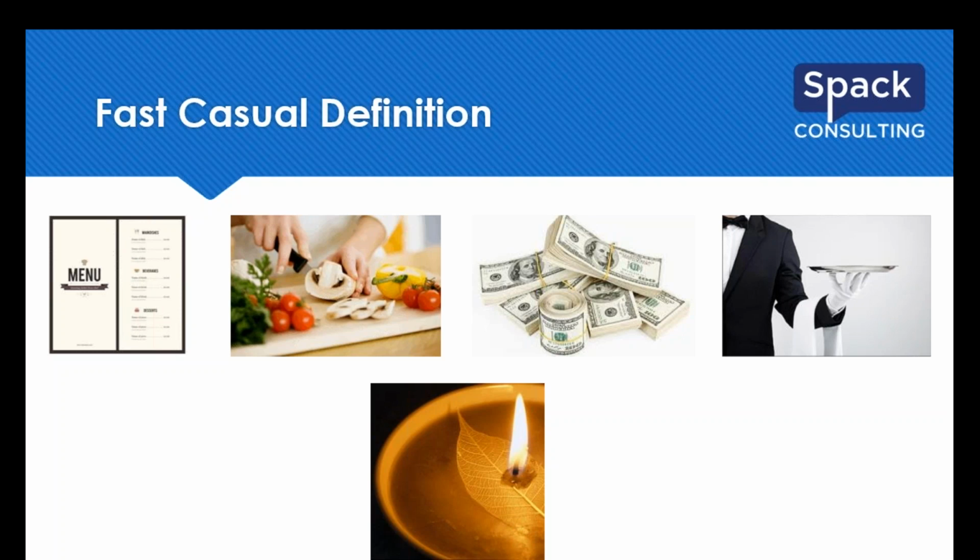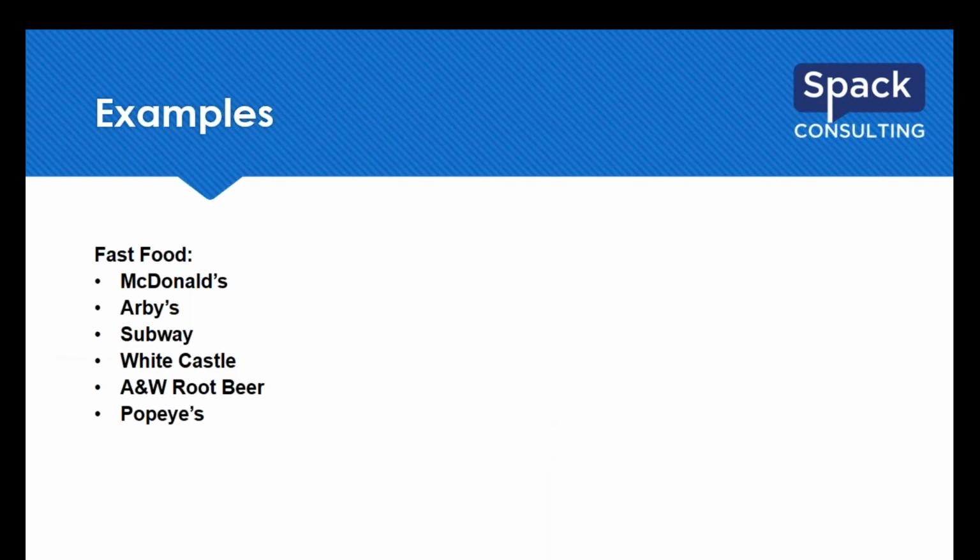So if we go into our examples of how we started to categorize it. As we look at fast food, obviously your McDonald's would be in there. As we start to go down the list here, it can get a little subjective. So Subway is one. We struggled with this one a lot. Where does it really fall?